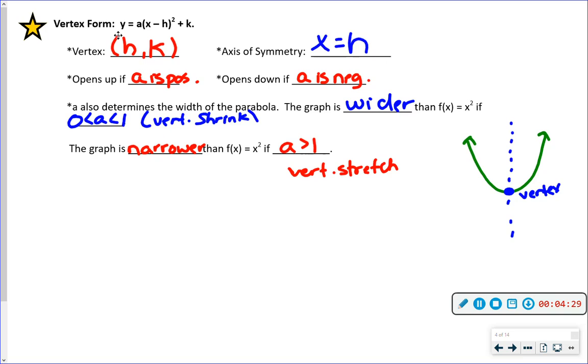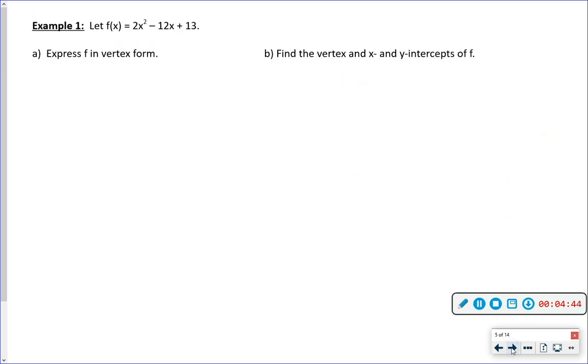So that's why I like this vertex form. I can get a truckload of information out of it without really doing any work. I can get you the vertex, I can get you the axis of symmetry, I can tell you it opens, I can tell you wide, narrow, all sorts of good stuff. And then, of course, I could draw it relatively easily.